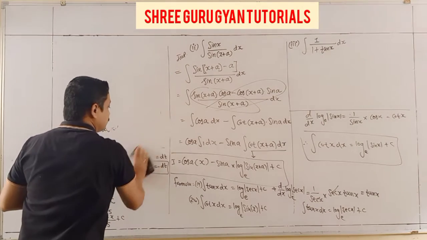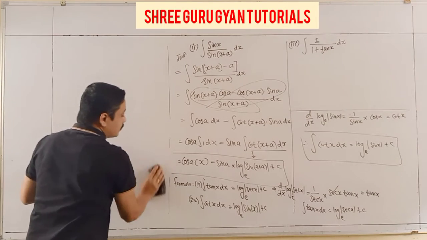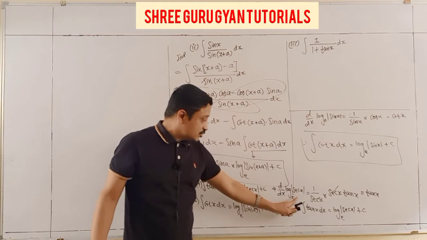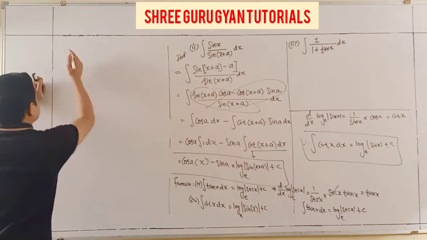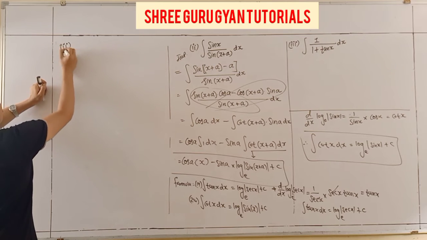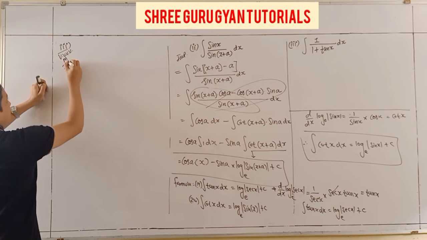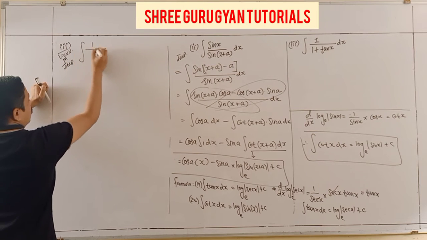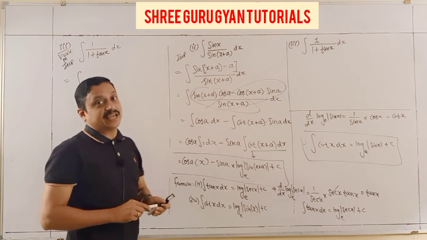The third one is also important for exam level. Now write the formulas up to 19, and 20 is also in the formulas. The third one is the most important: integration of 1 upon 1 plus tan x dx. It is asked many times in exams.